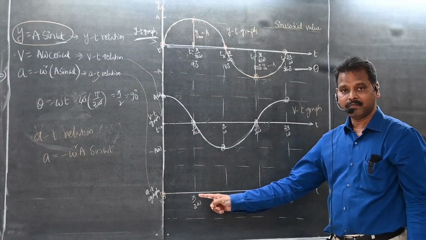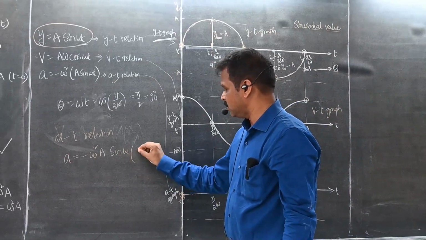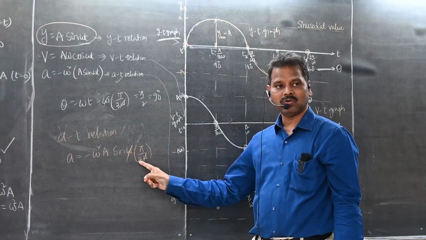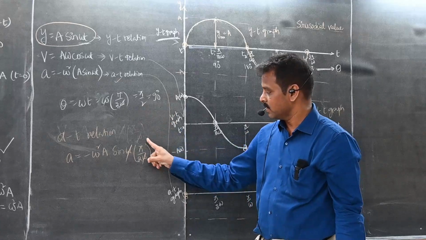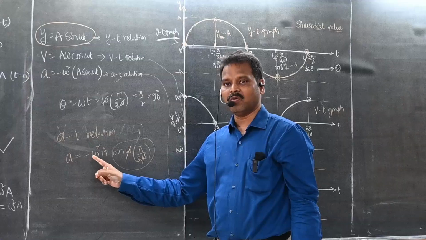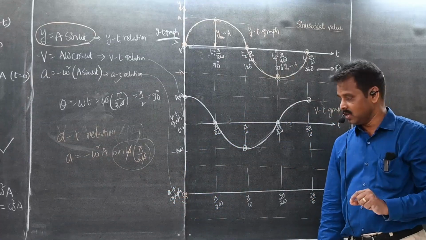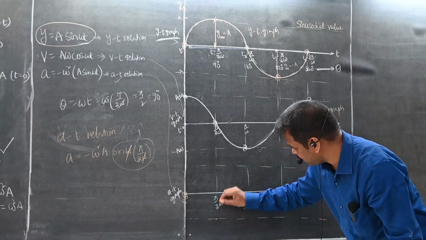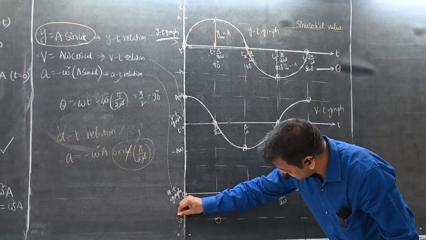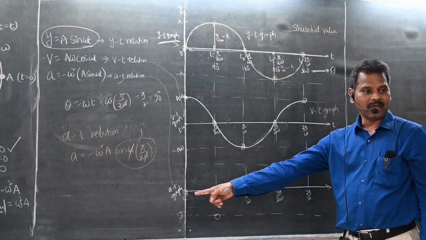Now, what is the next time? Pi by 2 omega. Here, in place of t, I am writing pi by 2 omega. Omega cancels. Sin pi by 2 is sin 90, which is 1. This entire value will become 1. So what is A? Minus omega square A. Now the acceleration is not positive, acceleration is negative. So where will you get it? Here, not up, down. So this value is minus omega square A. That is also the maximum acceleration.